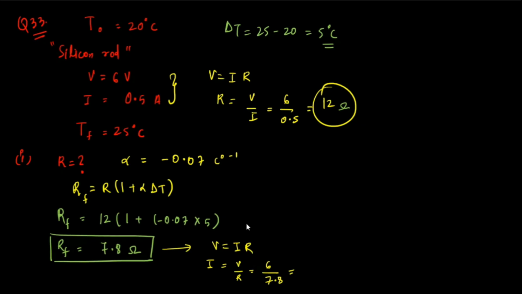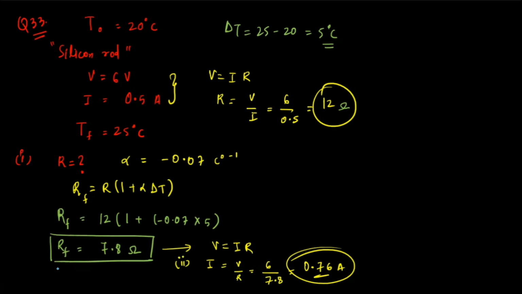Initially, the current was 0.5 amperes, but now the value of current will definitely change and it is going to increase, to the value of 0.76 amperes. You just have to apply the basic formulas or basic rules to find out how all these things are going to change. So this was the second part of this particular problem.